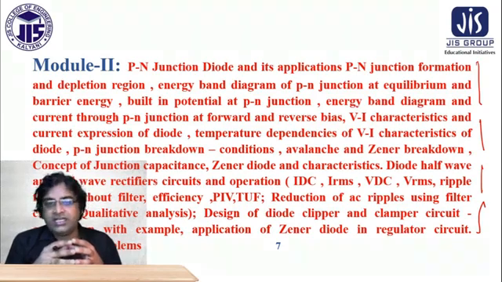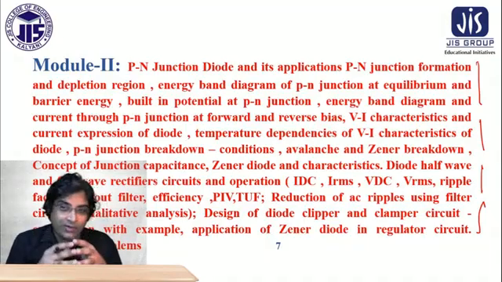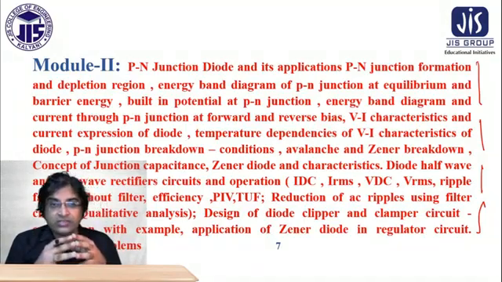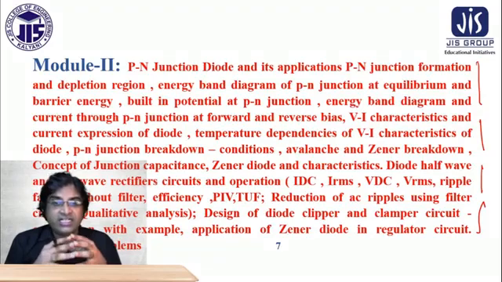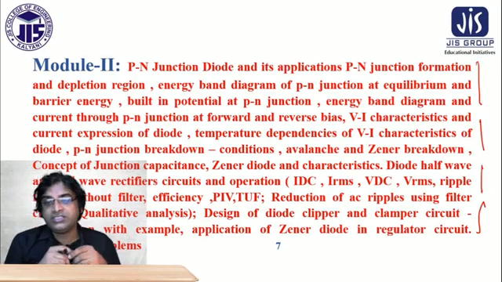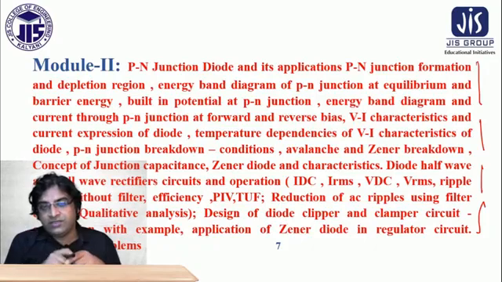And after that some characteristics: IDC, that is the DC current, IRMS, the root mean square concept. What is actually the root mean square concept, we can also study. VDC, the DC voltage, and the RMS voltage, ripple factor without filter, efficiency, peak inverse voltage, transformer utilization factor, TUF, PIV, which are also very, very important for you. The reduction of the AC ripple using a filter circuit, quantitative analysis, is very, very important.